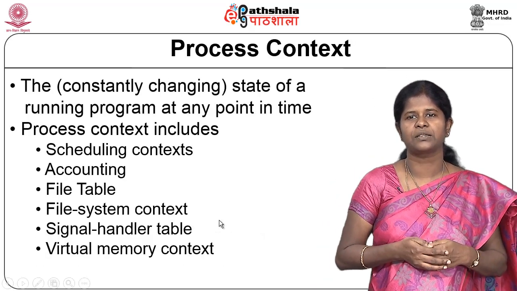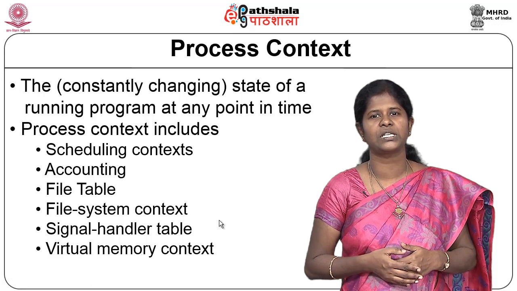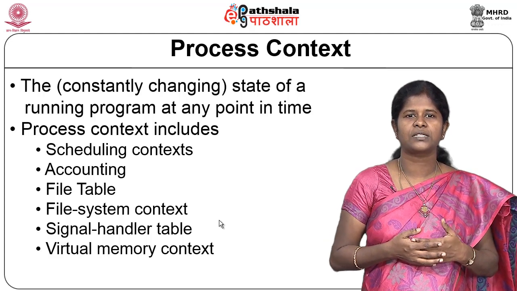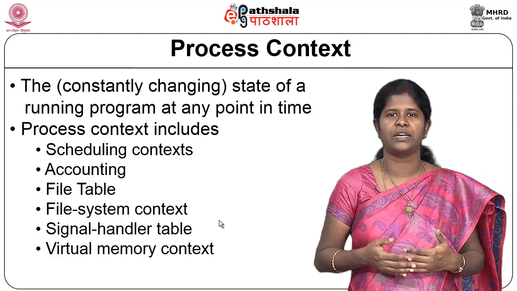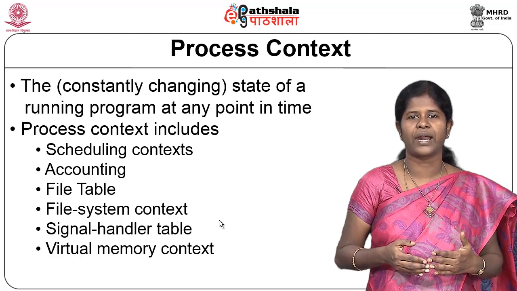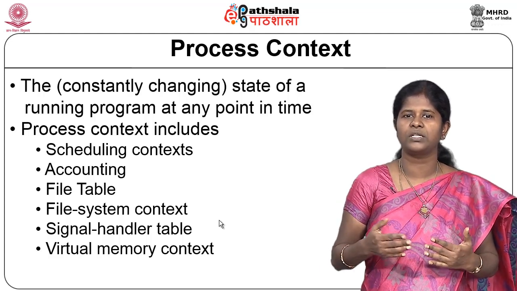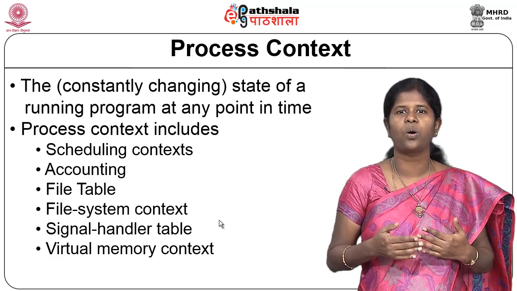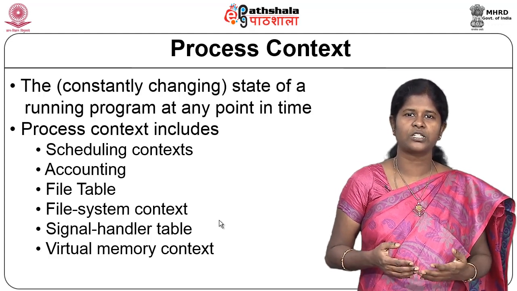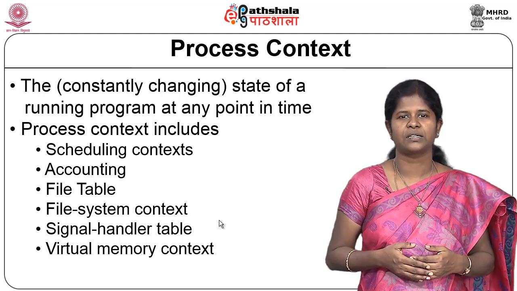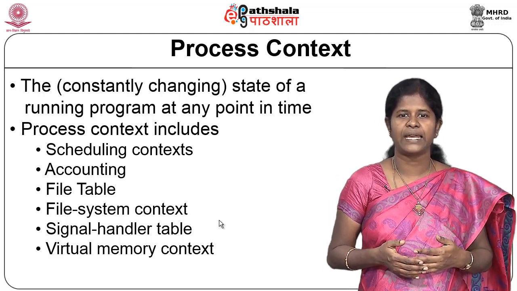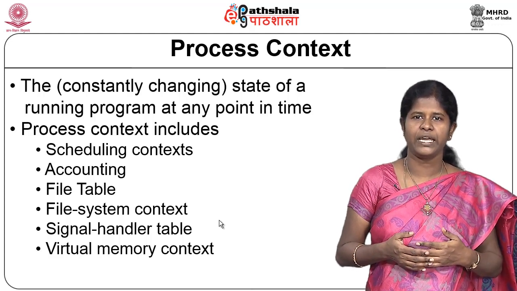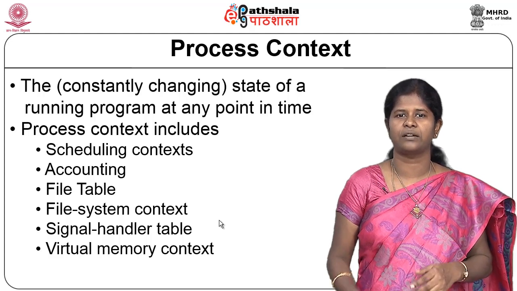And next comes the process context. So, the next property of the process is the process context. What is meant by process context? This is the state of a running program at any point in time, and the state of the running program keeps on changing, and hence the context of the process also keeps on changing. The process context includes a number of things: scheduling context, accounting, file table, file system context, signal handler table, and virtual memory context. We will see each one of these, and we will see what each one of these refers to.